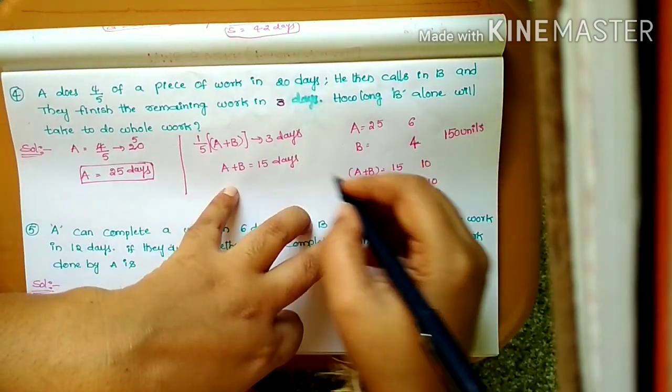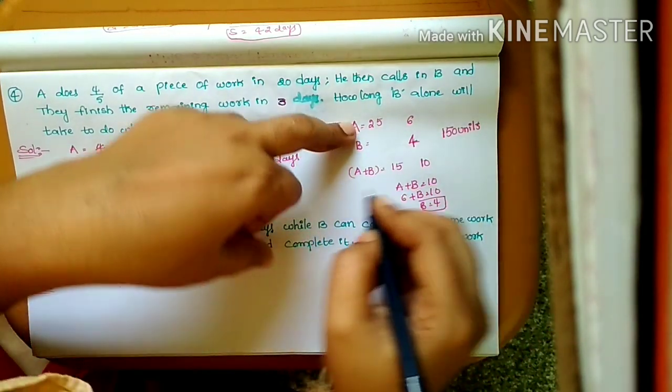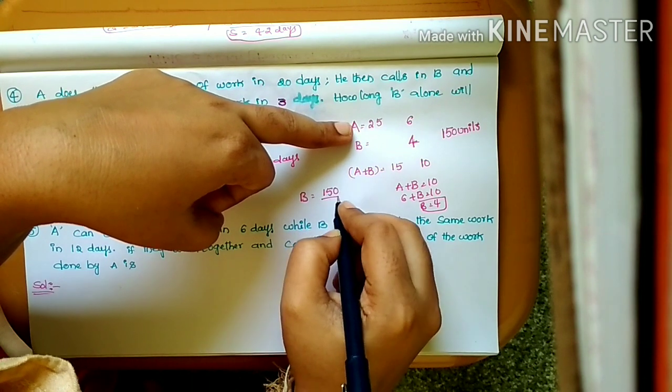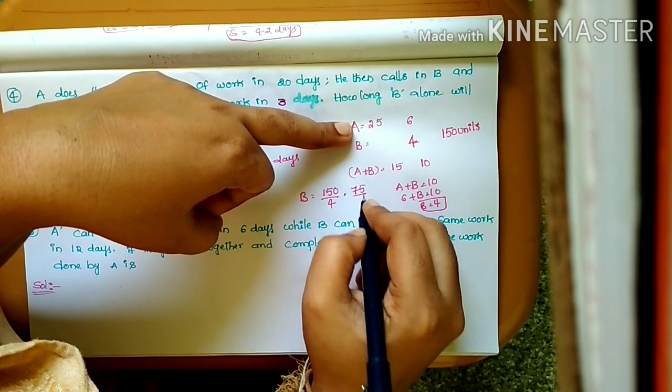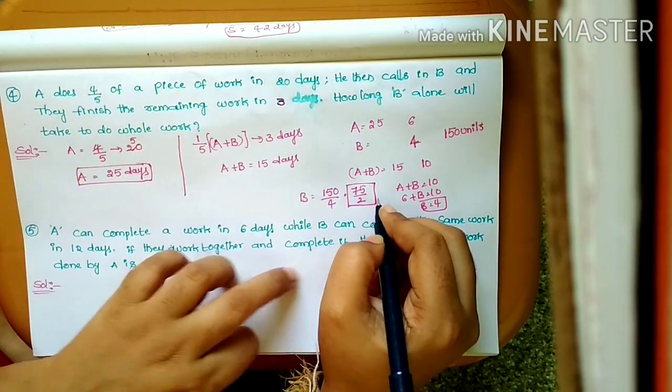So how many days will B take to complete the work? B is equal to 150/4. So 75/2. So B takes 75/2 days.